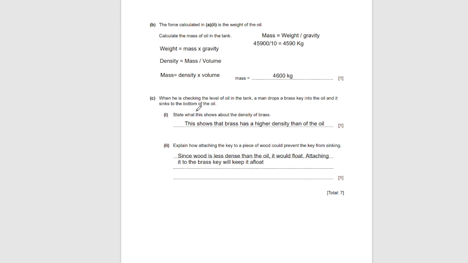When he is checking the level of oil in the tank, a man drops a brass key into the oil and it sinks to the bottom of the oil. State what this shows about the density of brass. This clearly shows that brass has a greater or higher density than oil, hence it sinks.